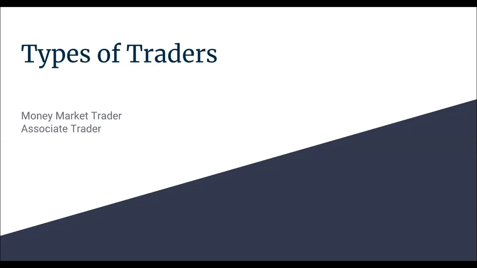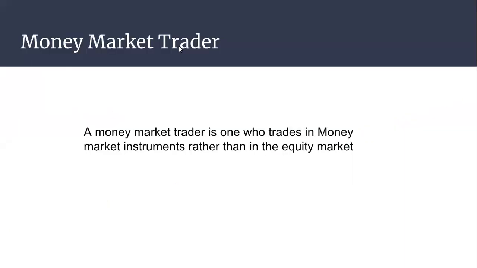So we were discussing the types of traders, and I think today we're going to conclude the types of traders. We have two more types of traders to talk about today, namely the money market trader and the associate trader. So who is a money market trader?